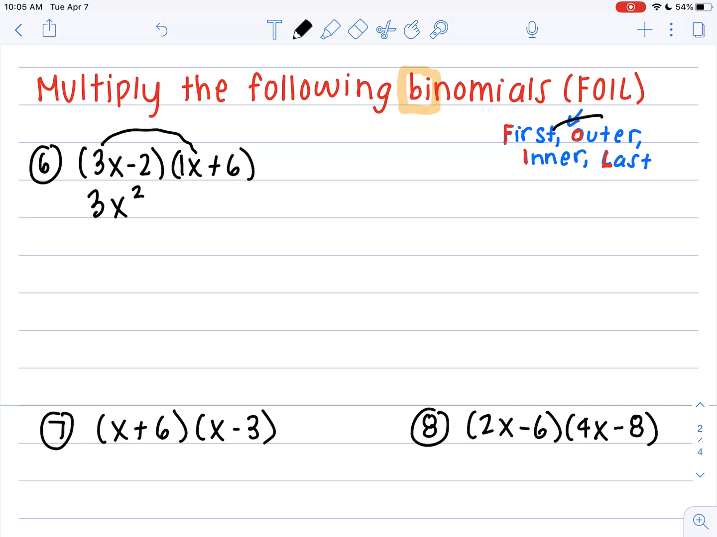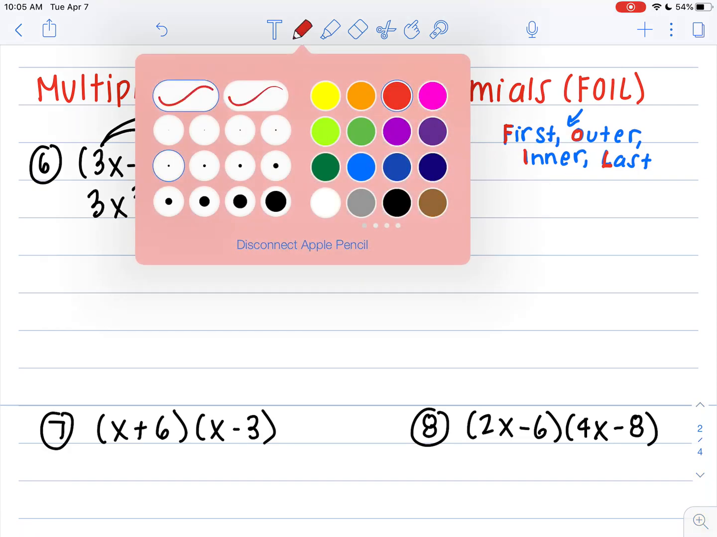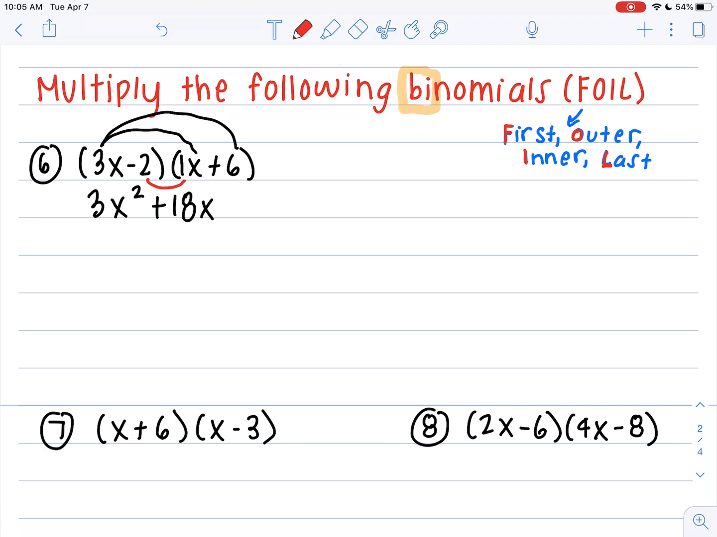Okay, so that's first. Now we're going to look at the outer. It's literally the outer 2. So these 2 are the outer 2 numbers. So I'm going to multiply 3x times 6. So 3 times 6 is 18. X goes on the end. Then the inner 2 numbers. So the inner 2, I'm going to do a different color. Inner 2, negative 2 times 1x is negative 2x.